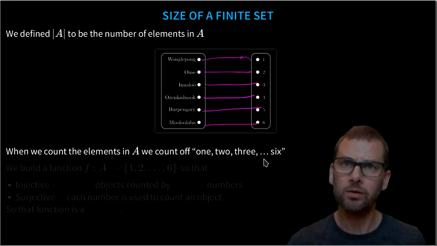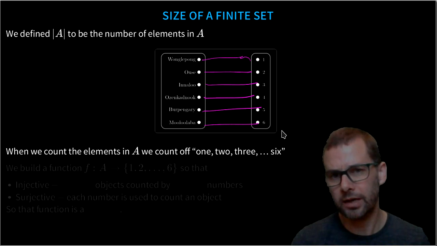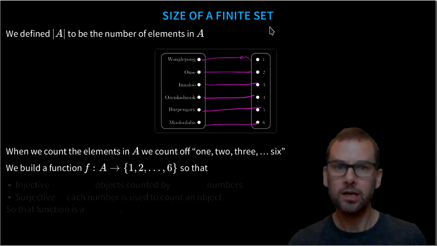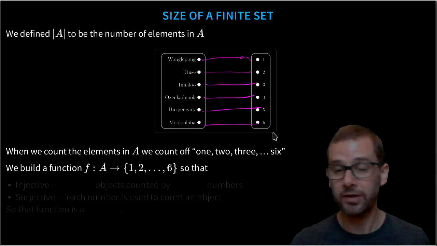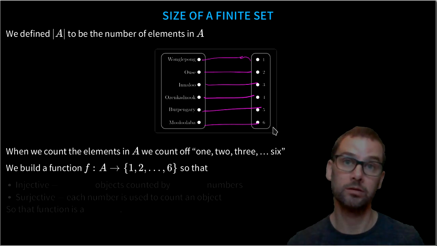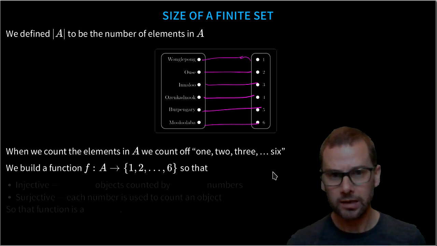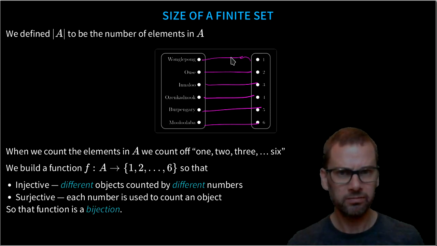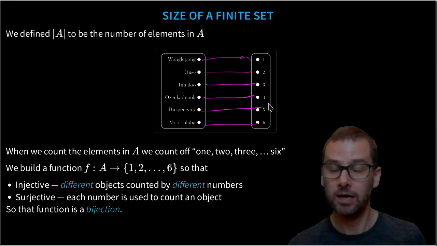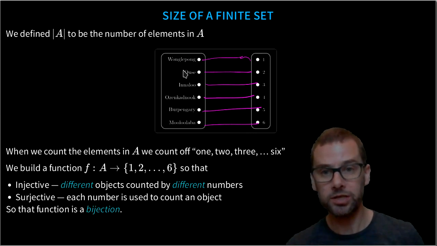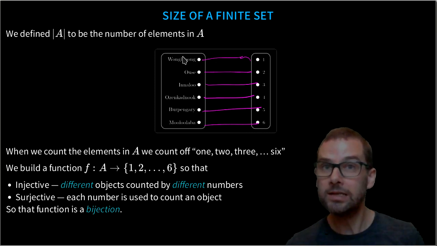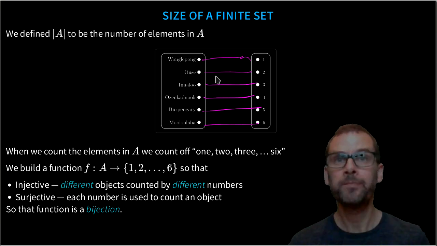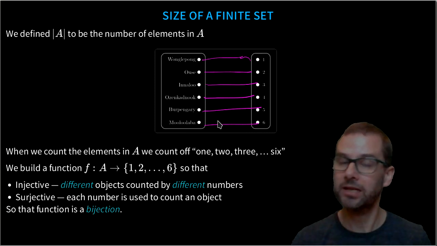And so what we're really doing when we count the elements of a set, in our head or out loud, is we're building a function from the set to a subset of the natural numbers, namely starting at 1, going to n, in this case 6. And this function that we're building is both injective, because different objects map to different numbers when I count them out, and it's surjective because each number here is mapped to by an object over here. So this function that we're busy building when we're counting out the objects in a set is actually a bijection.